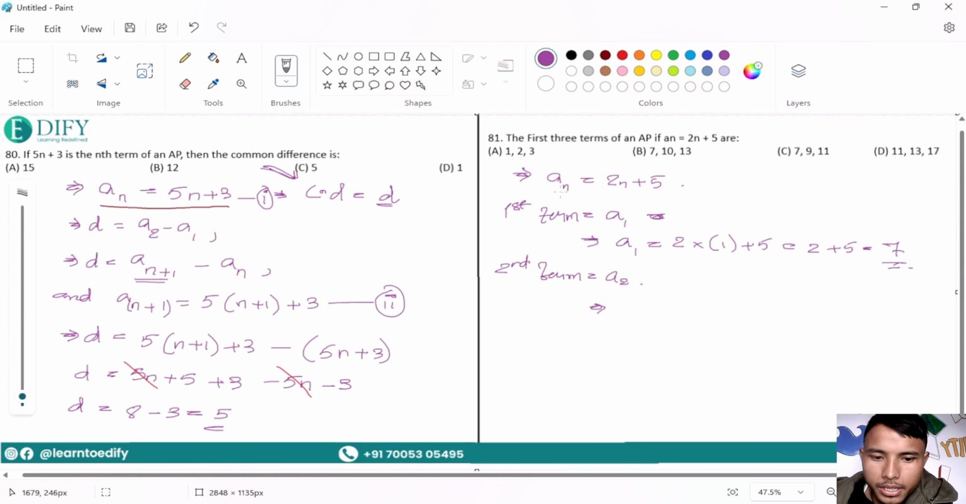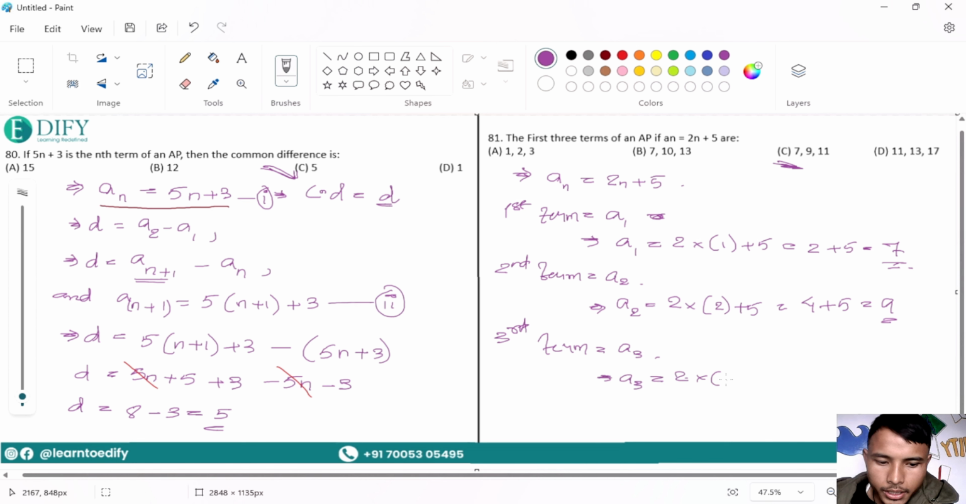So in place of n we put 2. So A2 is equal to 2 into 2 plus 5. Okay. So we have 4 plus 5 and that is 9. Next, the third term, A3, where we put n as 3. So 2 times 3 is 6 plus 5 and that gives you 11. So the answer is option C.